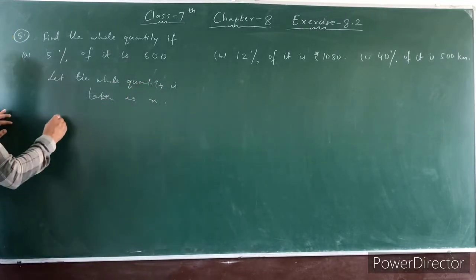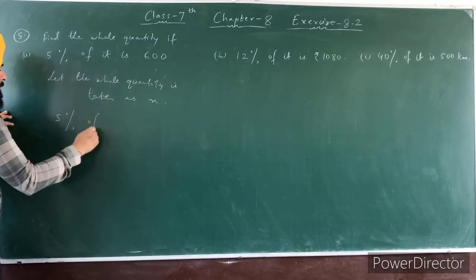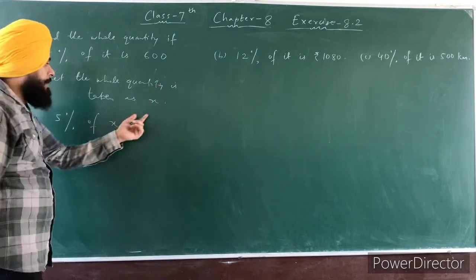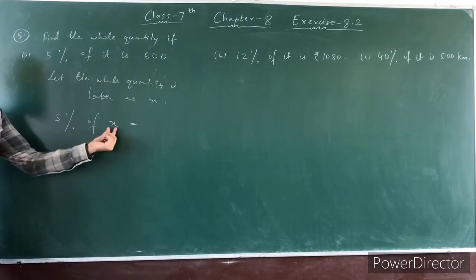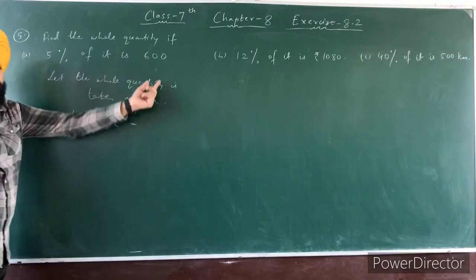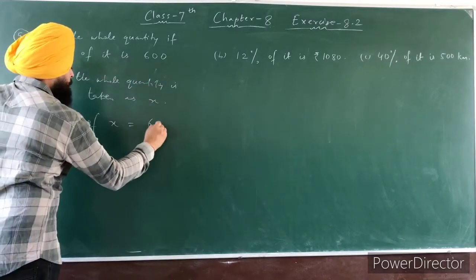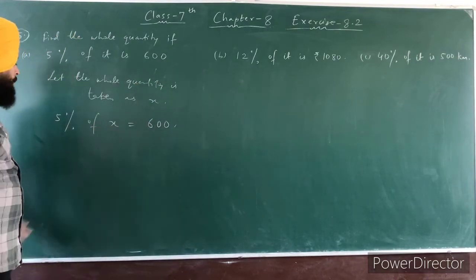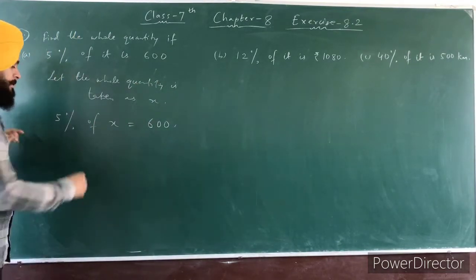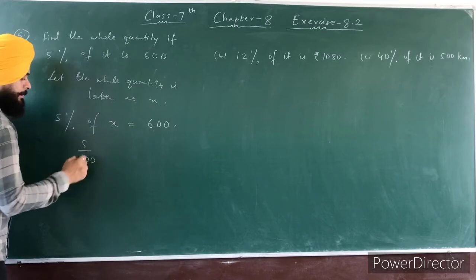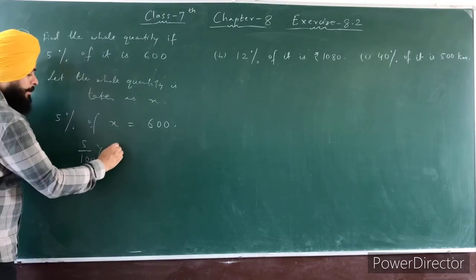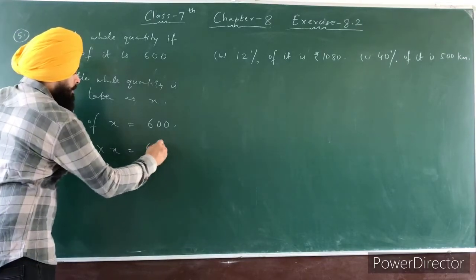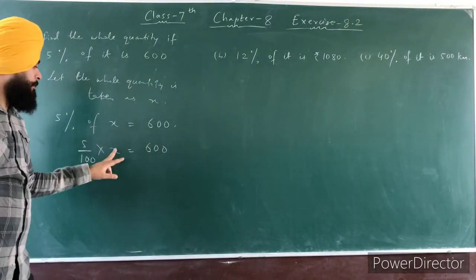So you write here first 5% of X. 5% of the total quantity, that is X. 5% of X is equal to 600. We have to find the value of X here. Now 5% is written as 5 over 100, and of means multiplied with the variable X, is equal to 600. Now you will find the value of X.